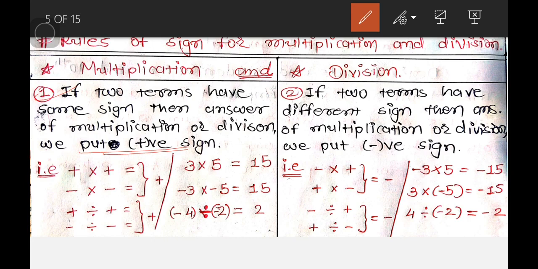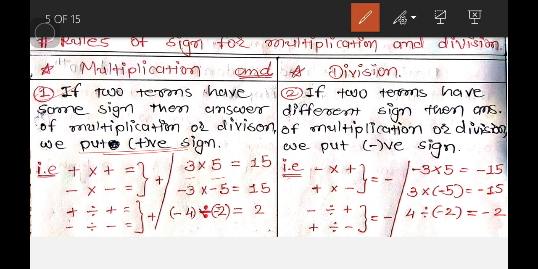If plus is multiplied by plus, then we also put plus. If the two terms have negative signs, minus multiplied by minus, then we also put a positive sign. Or in division, if the two terms have the same sign, plus or minus, then we also put a plus sign. As in the given example, 3 multiplied by 5.